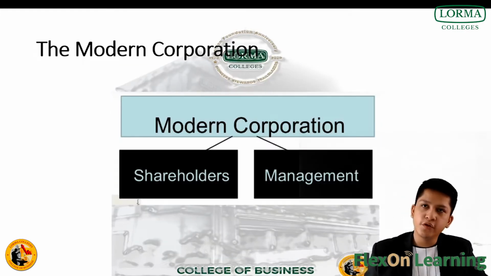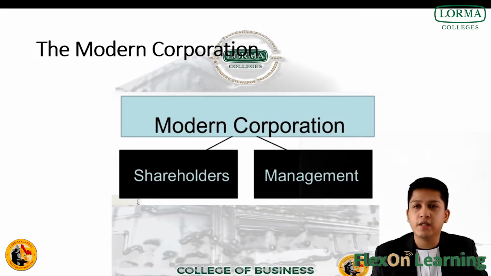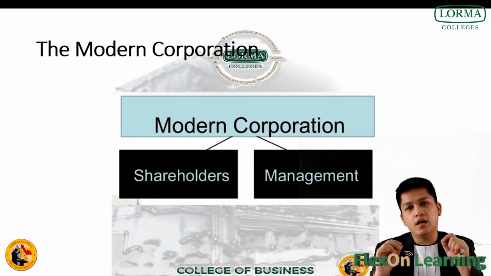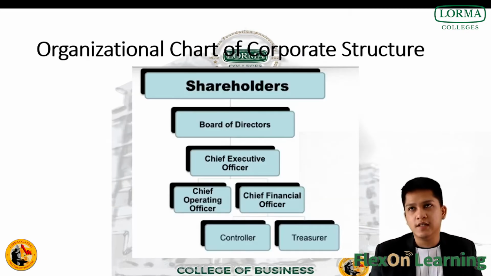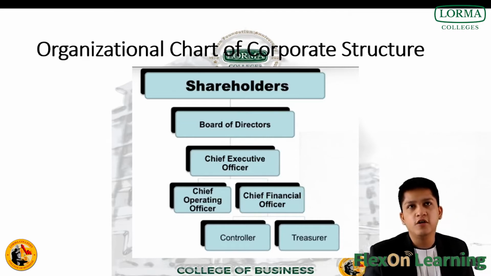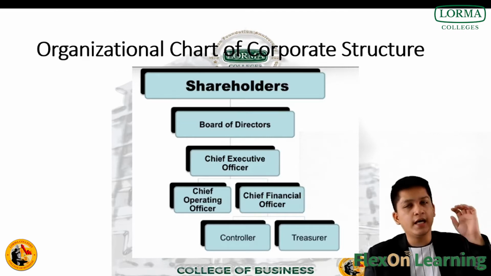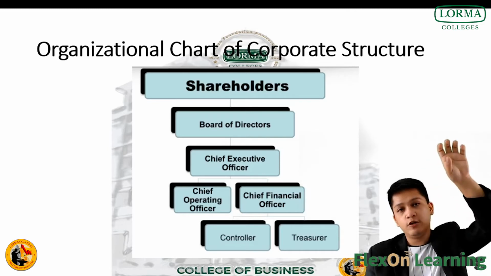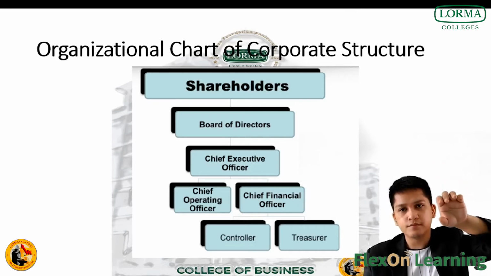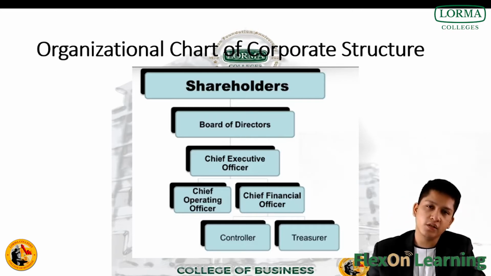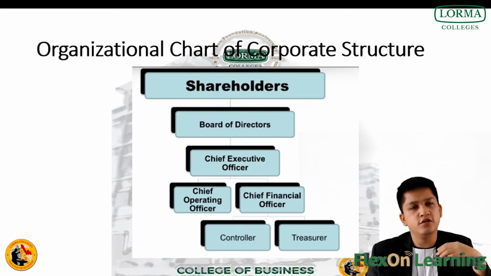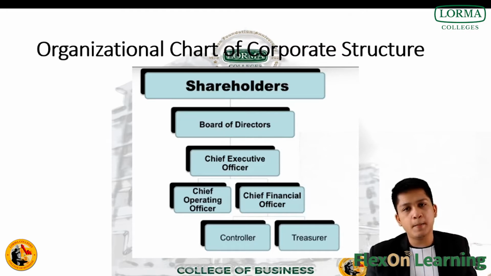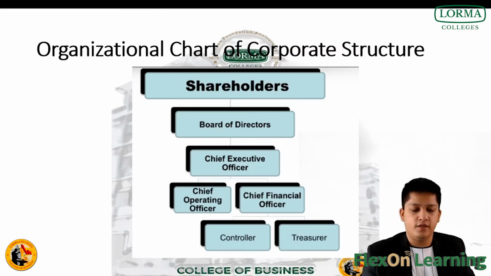So, the modern corporation looks like this. As mentioned earlier, the shareholders are separated from the management. As you can see in the organizational chart of the corporate structure, the highest point is the shareholders, while the next is the BOD, or your board of directors. The next is the CEO, or chief executive officer, then the other chief officers, the middle employees, and the rank and file employees.